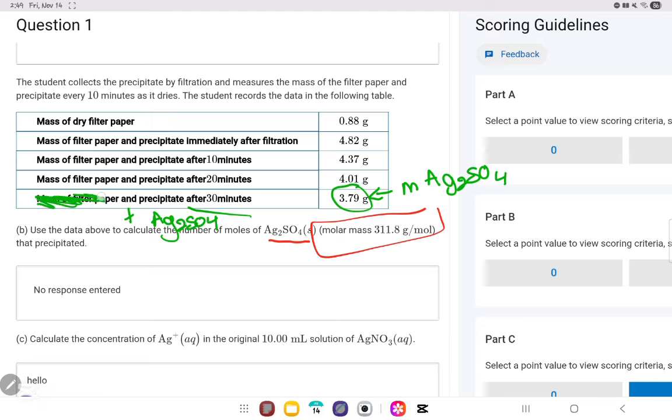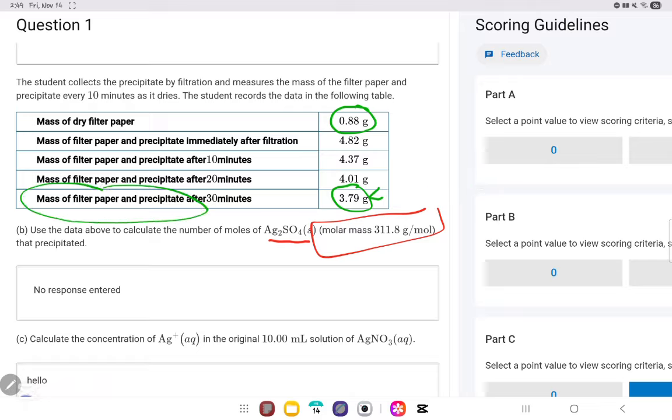But we need to get rid of what? We need to get rid of the filter paper. If you go up, you will see that they gave us the mass of the filter paper, which is 0.88 grams. So I will take the mass of the filter paper and the precipitate, which is 3.79 grams, and subtract from it the mass of the dry filter paper, which is 0.88 grams, and I will get my answer. It will give me, to the correct number of decimal places, 2.91 grams.